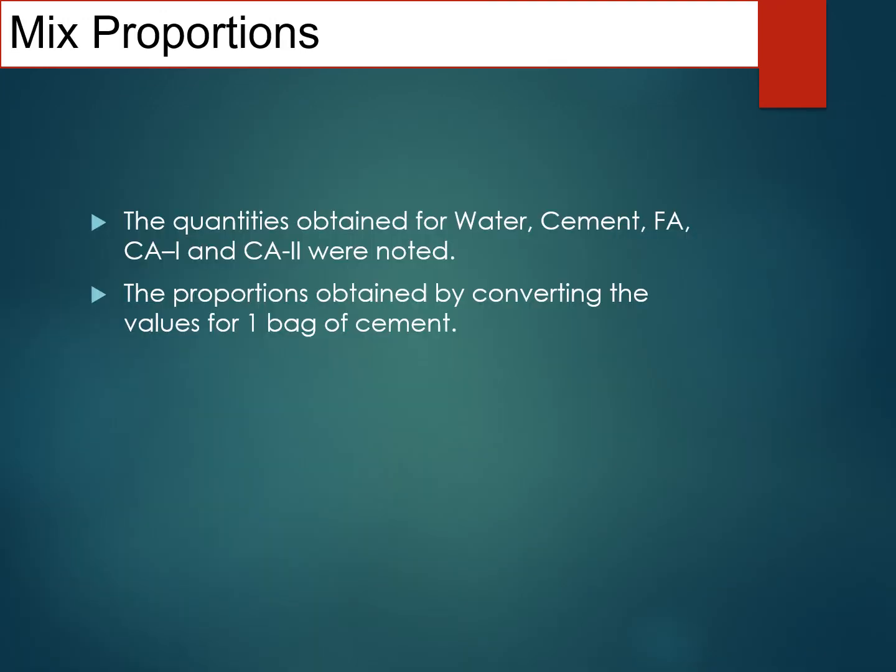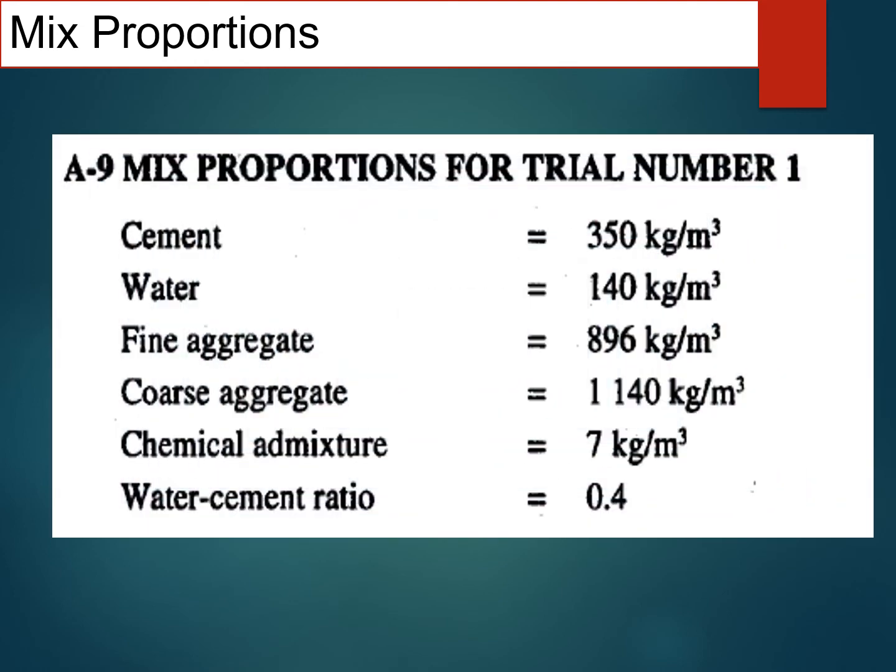Now the mix proportions: if you see, the quantities obtained for water, cement, fine aggregate, CA1 and CA2 are noted. The proportions obtained by converting the values for one bag of cement are noted. So the mix proportion is cement 350 kgs, water 140, fine aggregate 896, coarse aggregate 1140. Chemical admixture is 7 kgs per cubic meter and the water cement ratio is 0.4 for this design mix.